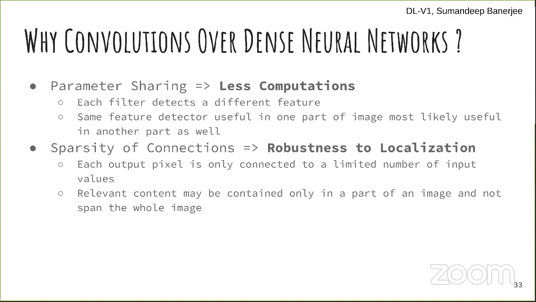So if we use dense neural networks for computer vision applications, they tend to overfit. Even with very few layers, you'll get very good training results, but they may not generalize well to previously unseen input data.